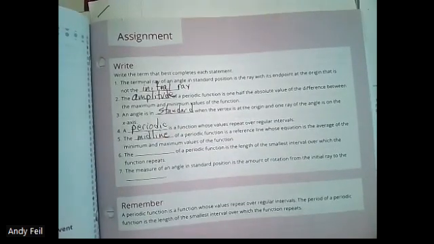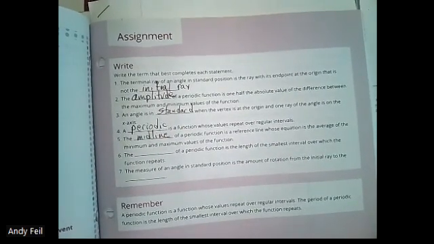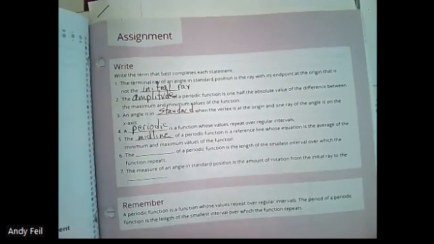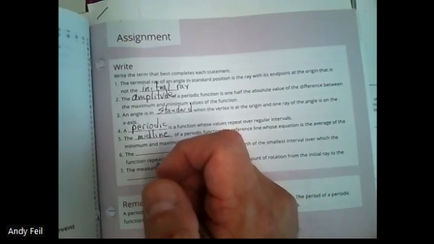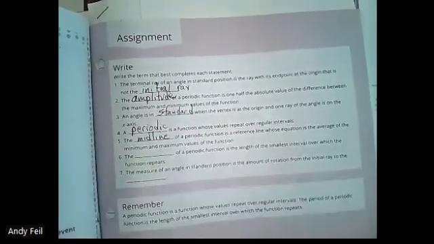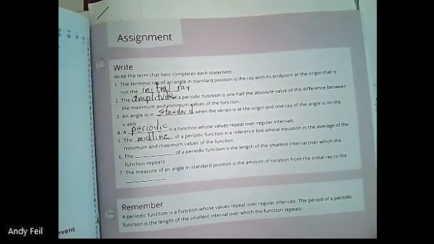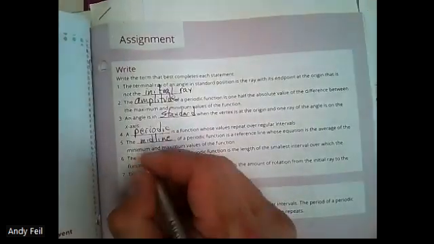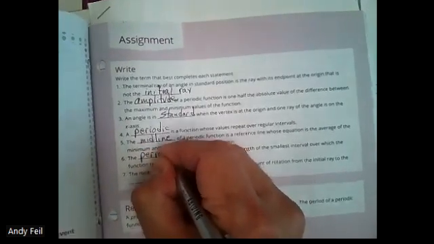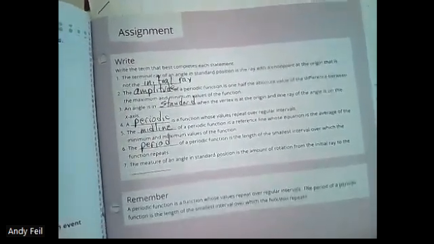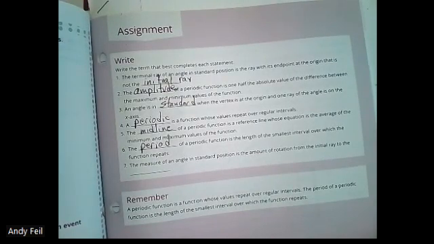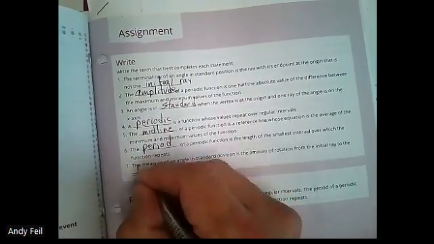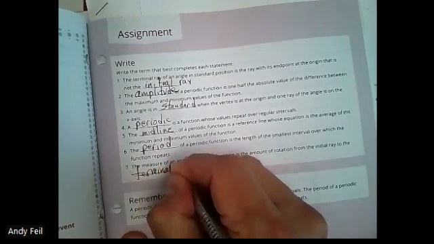6, the blank of a periodic function is the length of the smallest interval over which the function repeats. For instance, on our first example, the period was 1 year. Ooh, I just gave you the answer. What's the answer? Period. And finally, the measure of an angle in standard position is the amount of rotation from the initial ray to the what? Terminal ray.